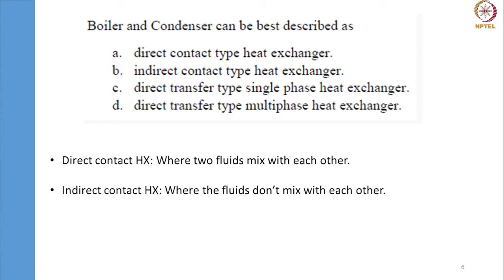Indirect contact heat exchangers are the ones where fluids do not mix with each other. Best example that we can practically see is our home refrigerator. The refrigerant or thermodynamic fluid inside does not come into contact with the atmosphere or any other fluid. So that's called an indirect contact type heat exchanger. Even our commercial home ACs too. So the correct answer is D.